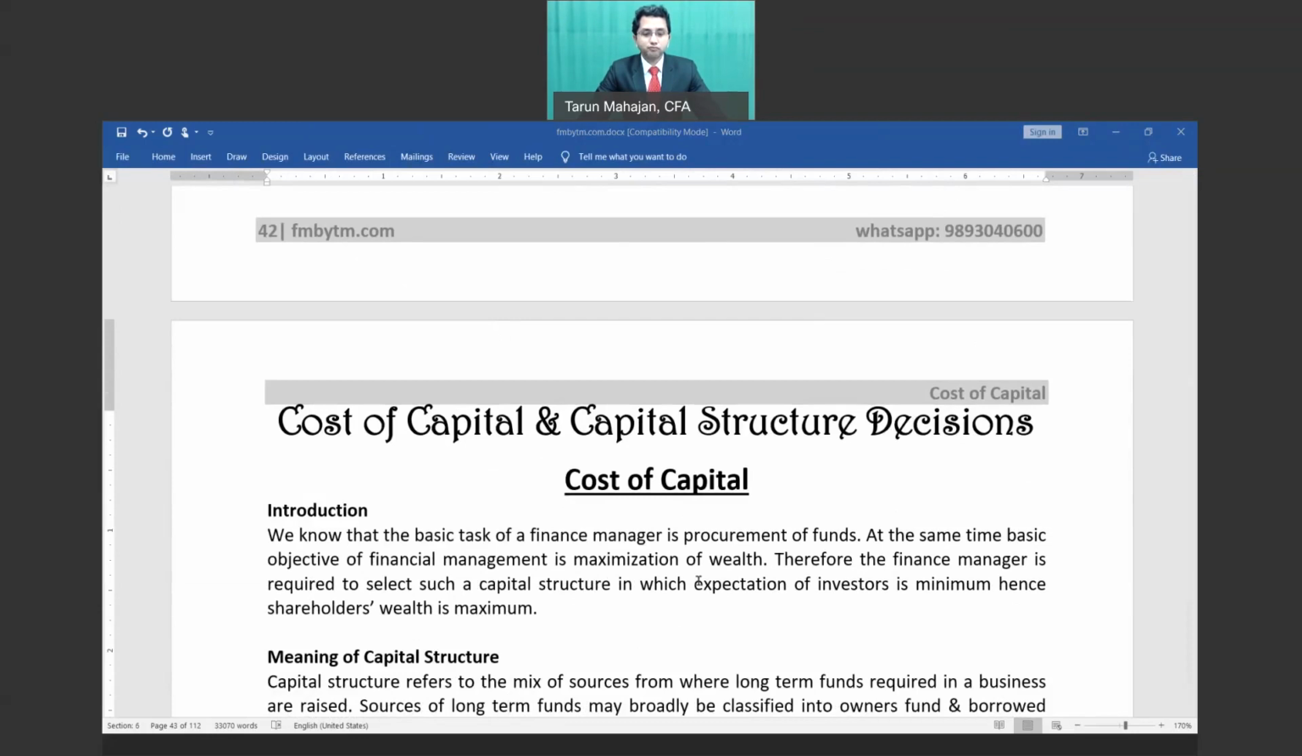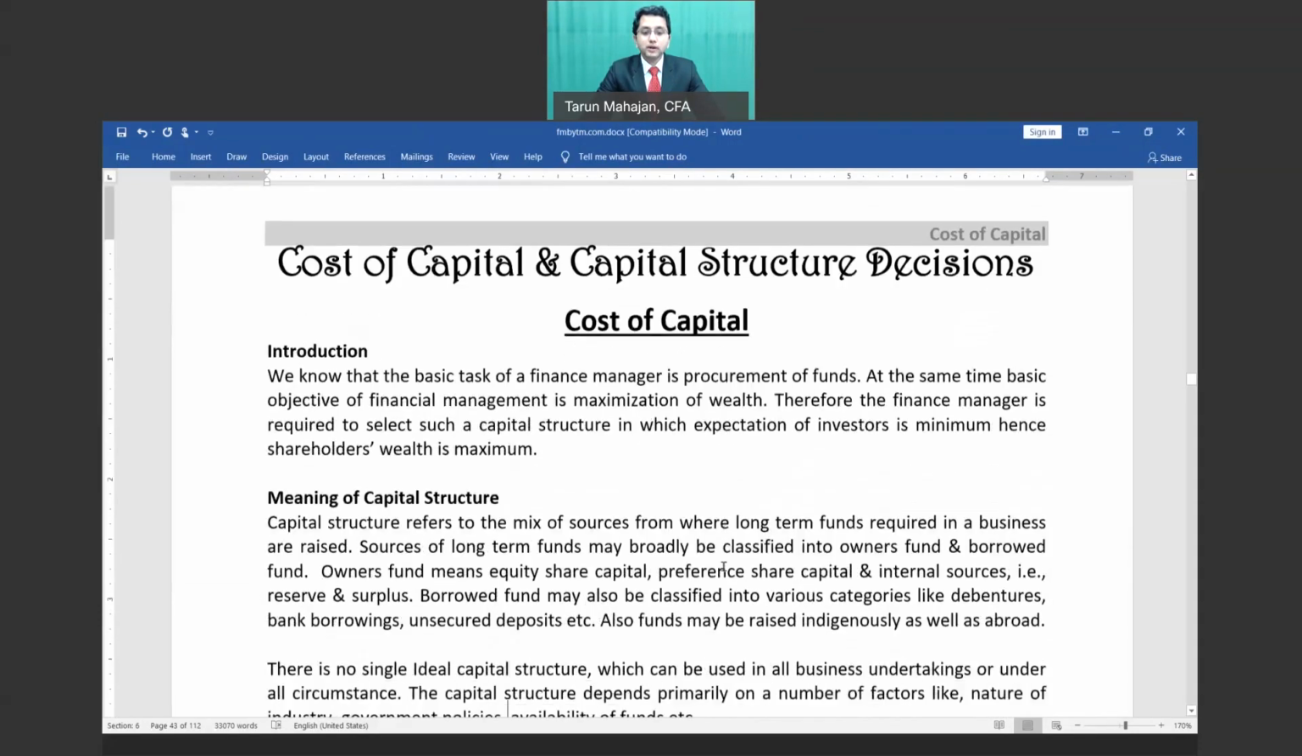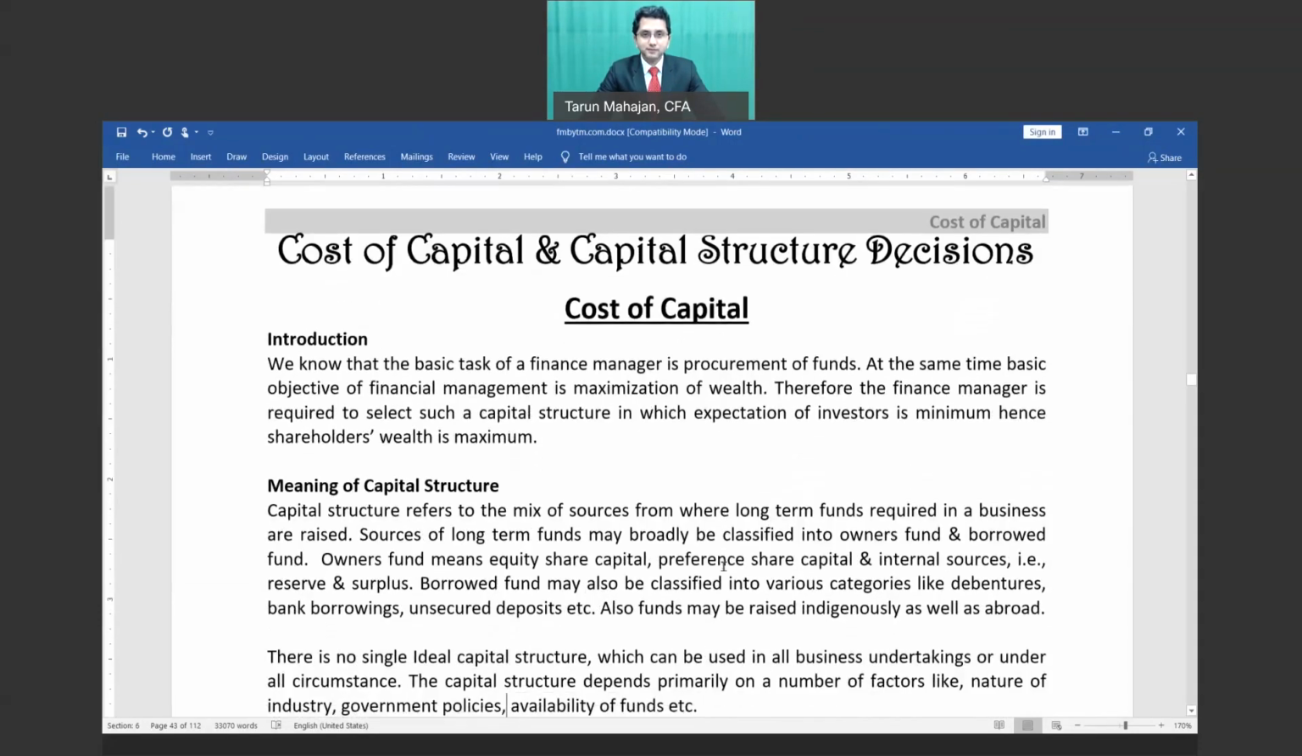So here we go with the cost of capital chapter. A finance manager has to take three major decisions. Number one is the investment decision, number two is the financing decision, and number three is the dividend decision.